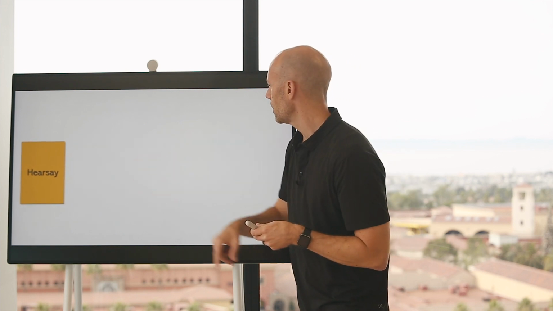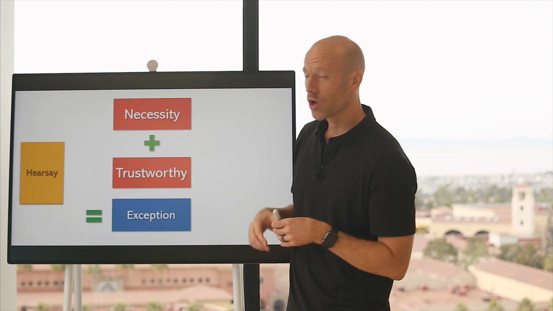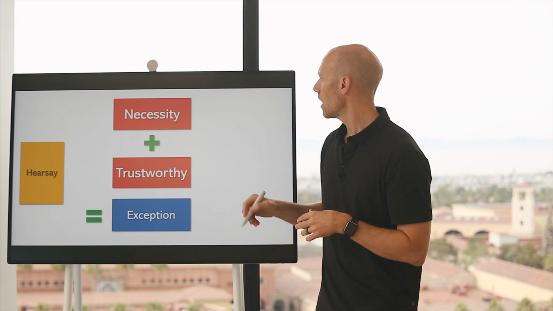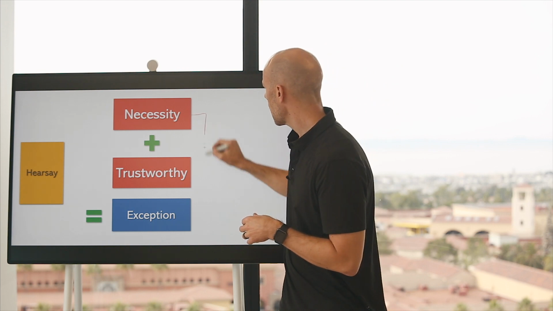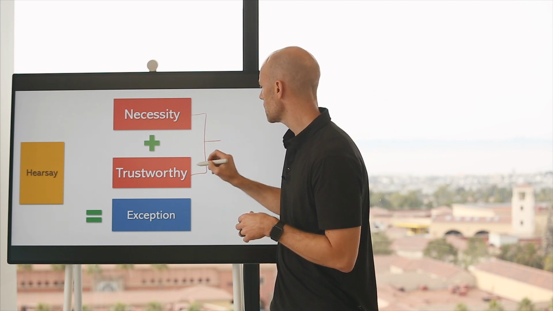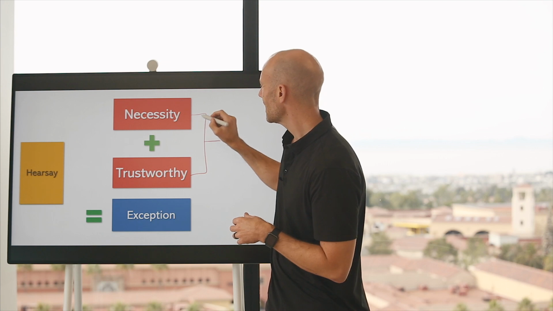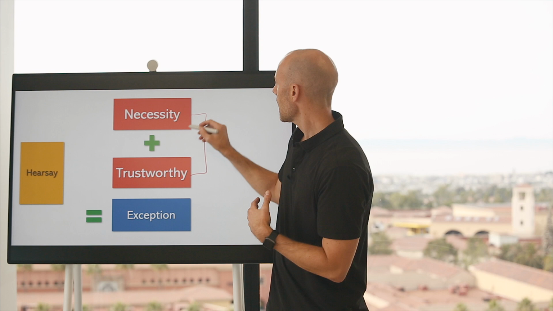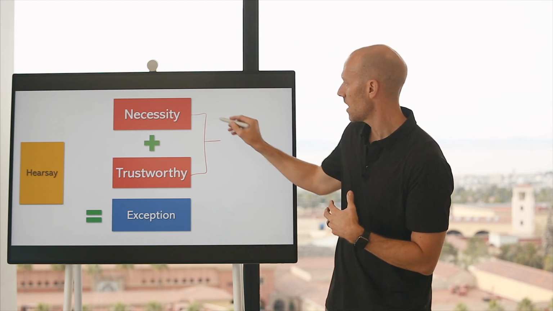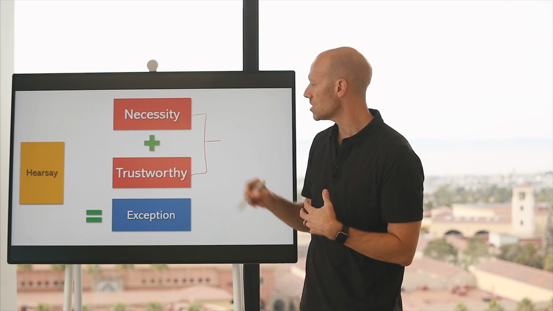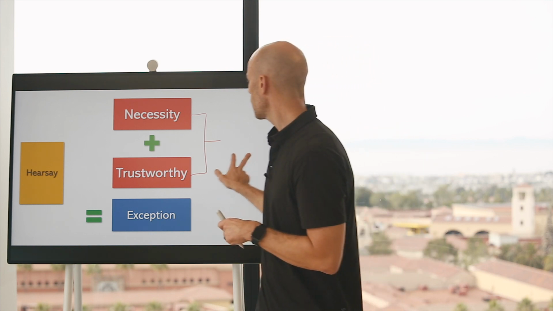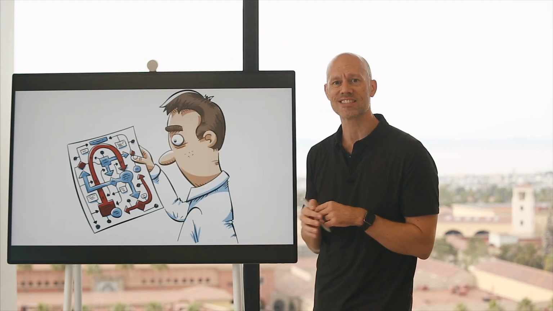And in prior videos, we've talked about how to quickly recognize exceptions to the hearsay rule. Very briefly, consider whether the hearsay we want admitted is trustworthy, and is it necessary to our case? If there's a combination of these two things, there's likely an exception. With that frame in mind, we want to now consider the business records exception.